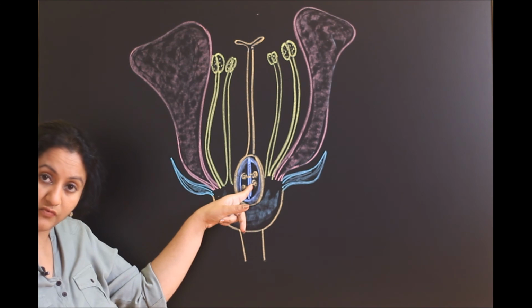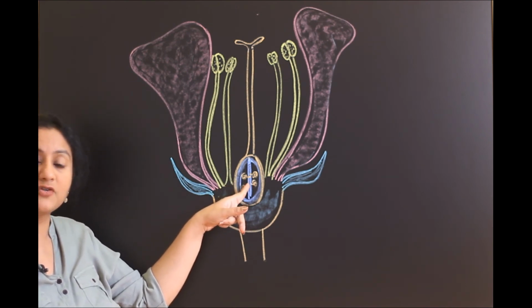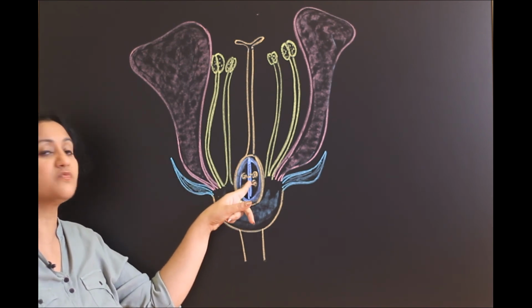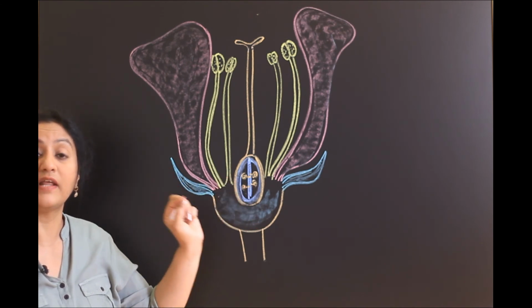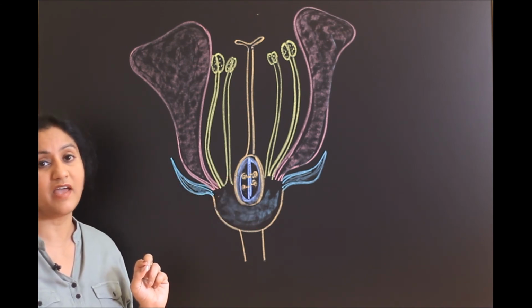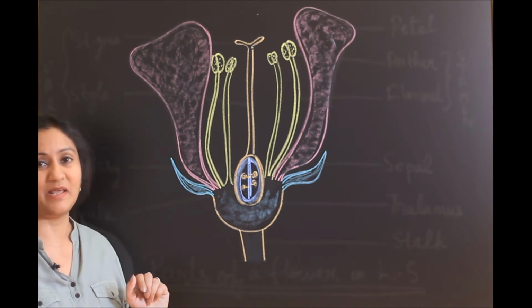And what is there inside the ovule? The ovule has a female gamete or an egg cell. So this male gamete fuses with the female gamete and forms a zygote, and that zygote becomes a future embryo. Let's start the labeling.